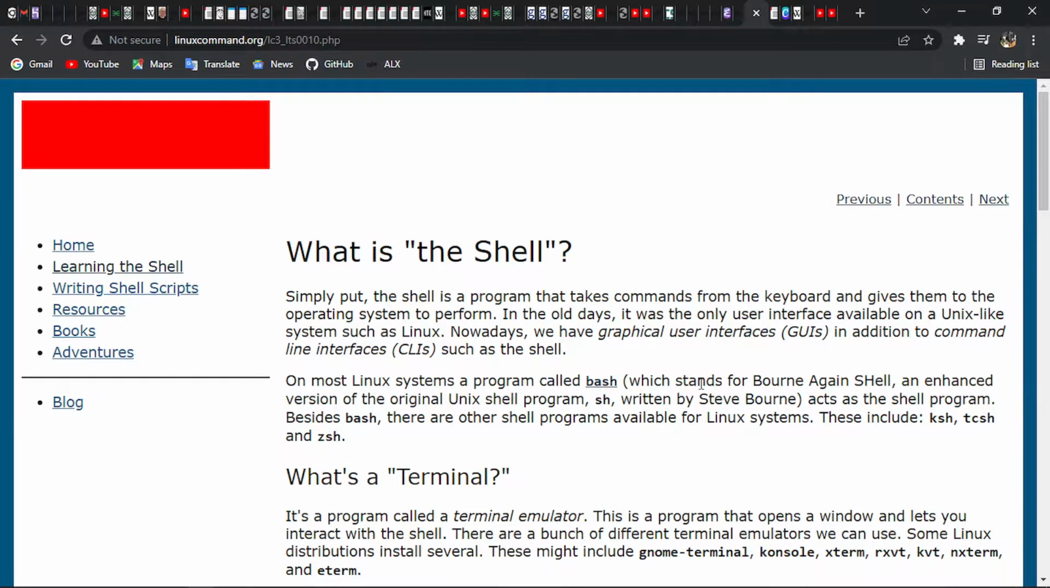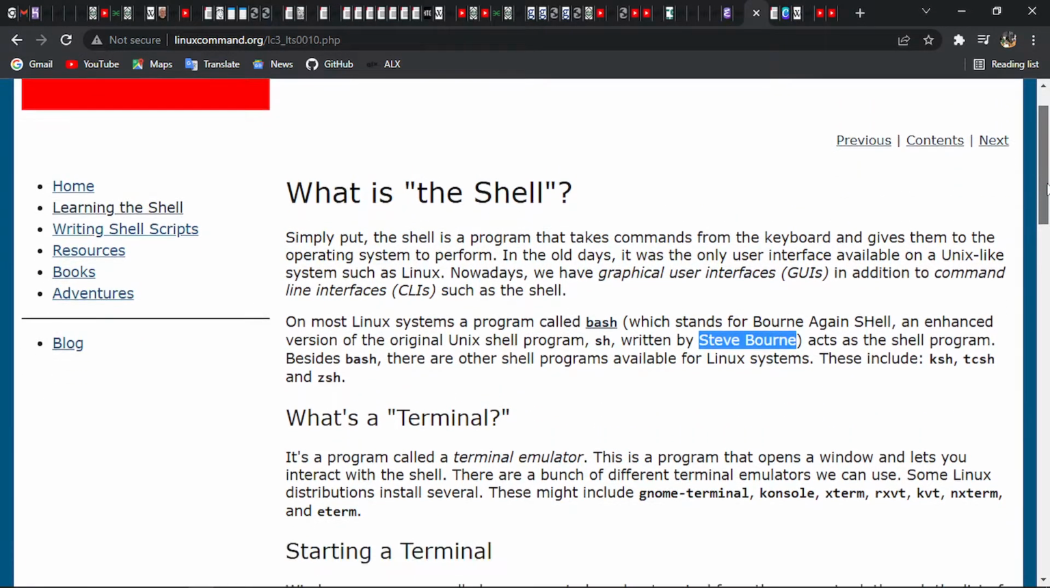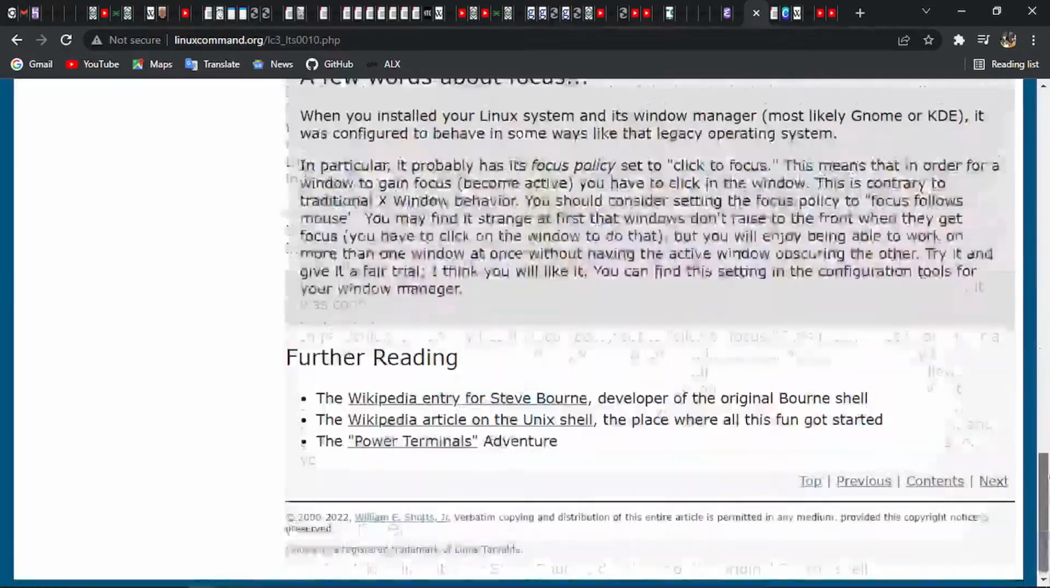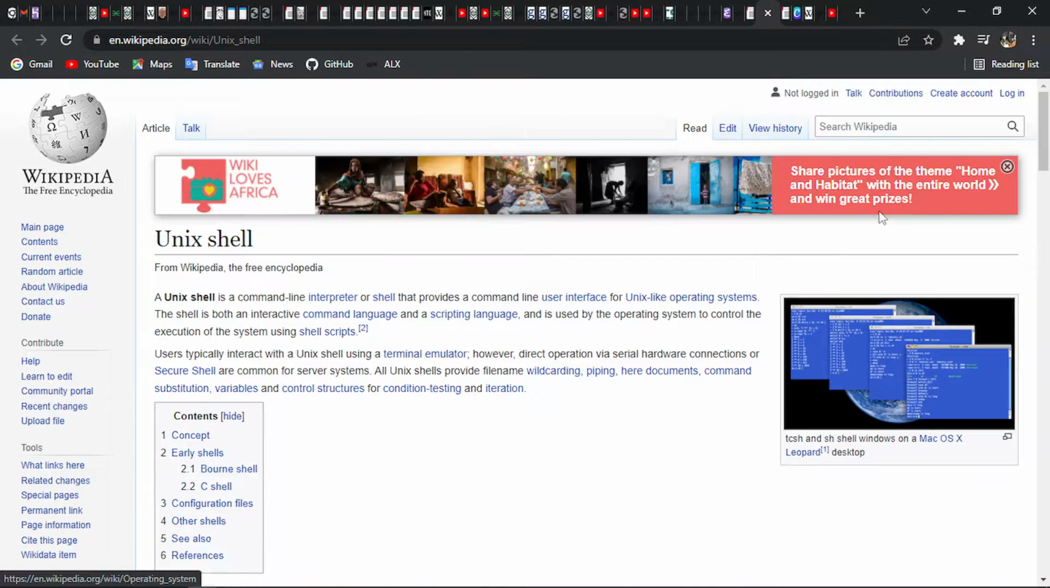I talked about the Bourne shell, which was the first shell created by Stephen Bourne, but I also talked about another shell which is called the C shell. But now let me check the article which talked about this.